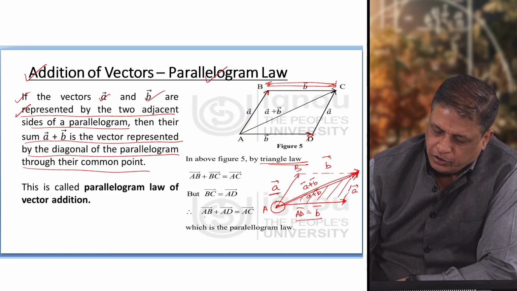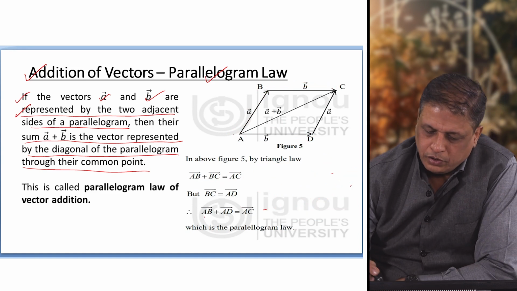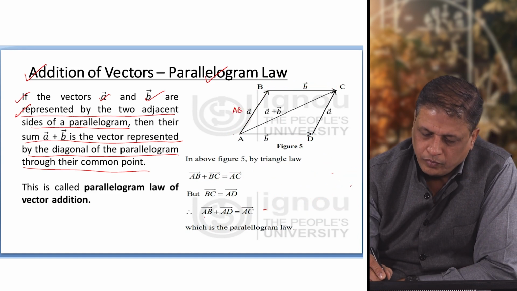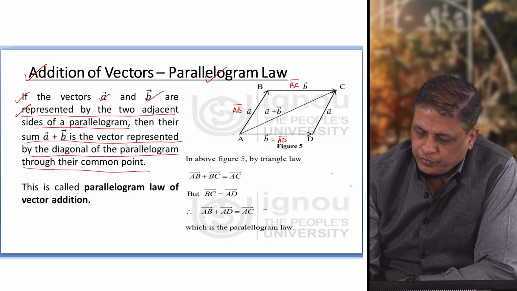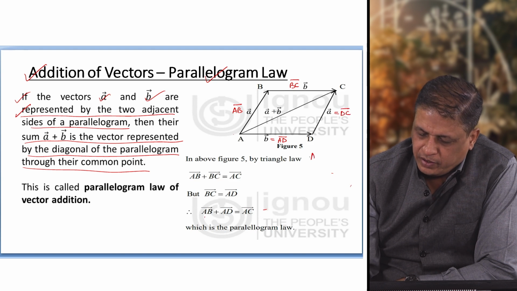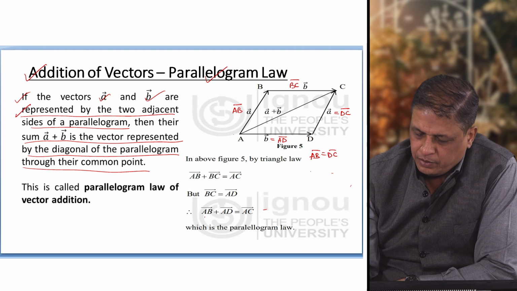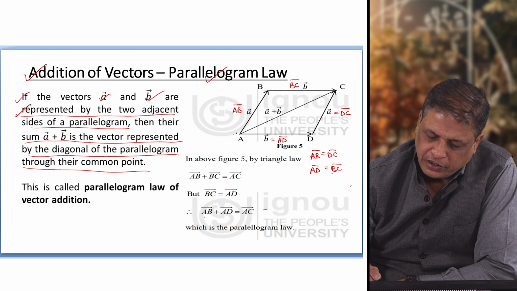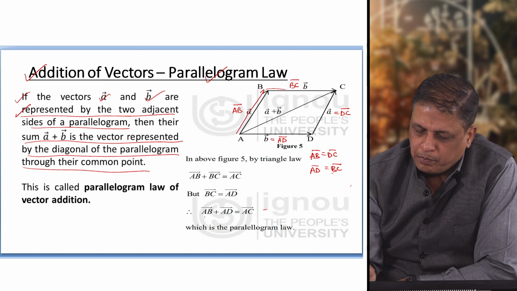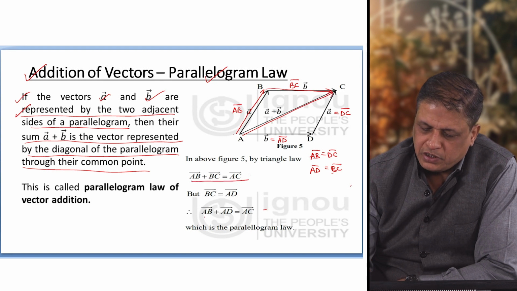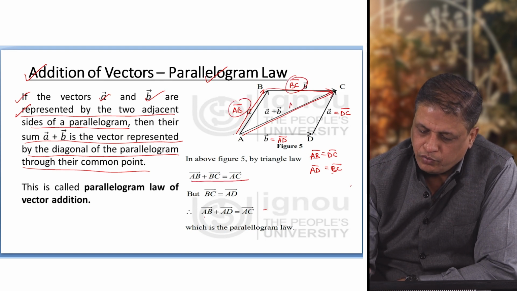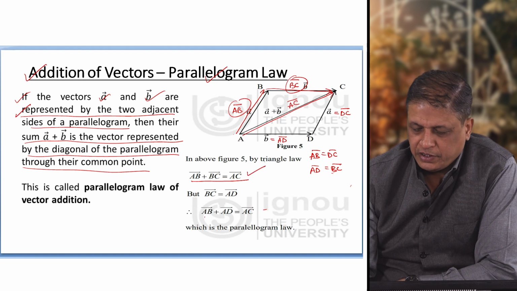Let me re-explain. This is vector AB, this is vector AD, this is vector BC and this is vector DC. Now, vector AB is equal to vector DC and vector AD is equal to vector BC. By applying the triangle law of addition of vectors to vectors AB and BC, you can say that AC is equal to AB plus BC.